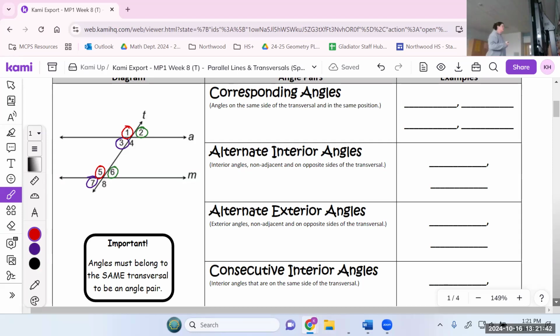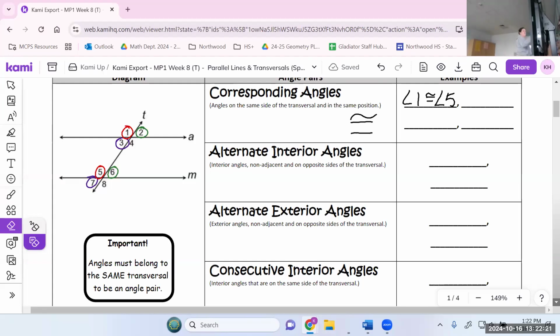Okay, so here we need to label all the angles on the same side of the transversal that are in the same position. So angle 1 will be congruent with angle 5. I didn't really talk about this symbol, though we've talked about it before. It looks like an equal sign with a tilde over it, and that is congruent. Congruent and equal are sisters. They're very close to each other. The difference is that equal has to do with numbers or values, versus congruent can mean the same size. So that symbol just means congruent.